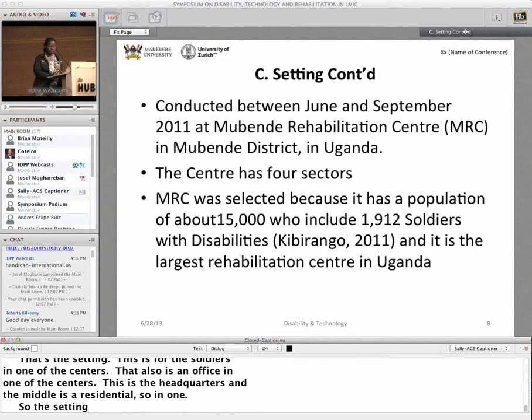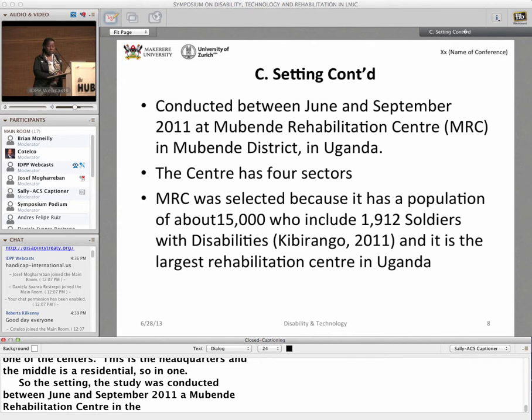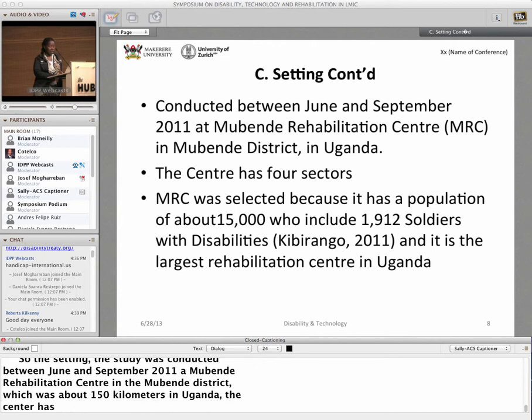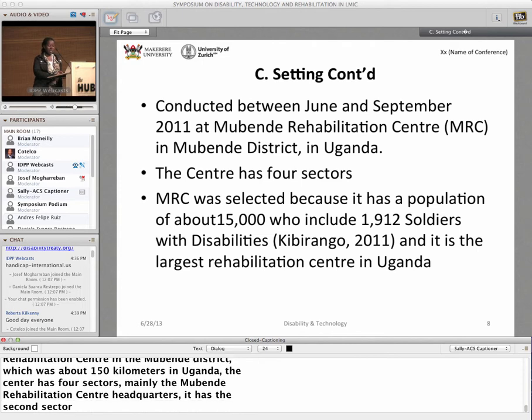So the study was conducted between June and September 2011 at Mubende Rehabilitation Centre in Mubende District, which is about 150 kilometers west of Kampala City in Uganda. The center has 4 sectors under it, namely the Chieftains of Mubende Rehabilitation Centre headquarters. It has the 6th sector near it, and then a 4th sector in a place called Intungamo, and another in Chankwanzi district.